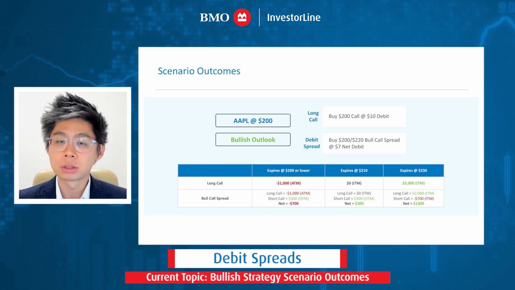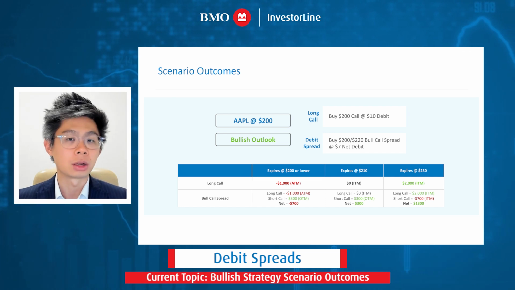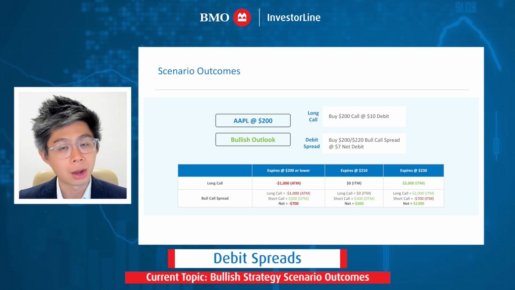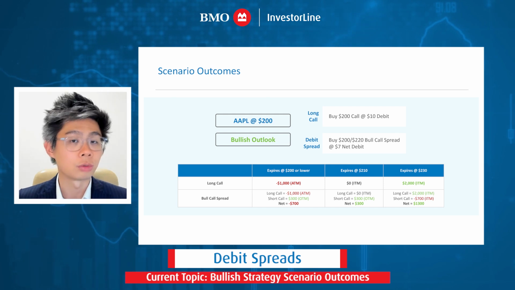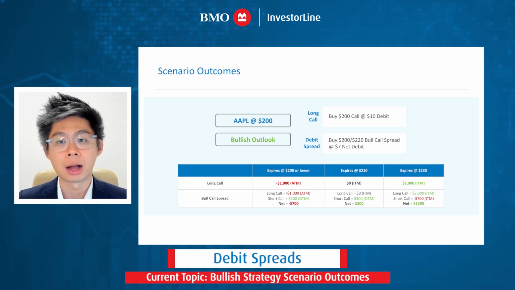And that's the first scenario where, based on the debit spread, you're going to come out ahead versus just outright buying that call option. You're reducing your risk. So if the trade doesn't work out, you're reducing your overall capital outlay.